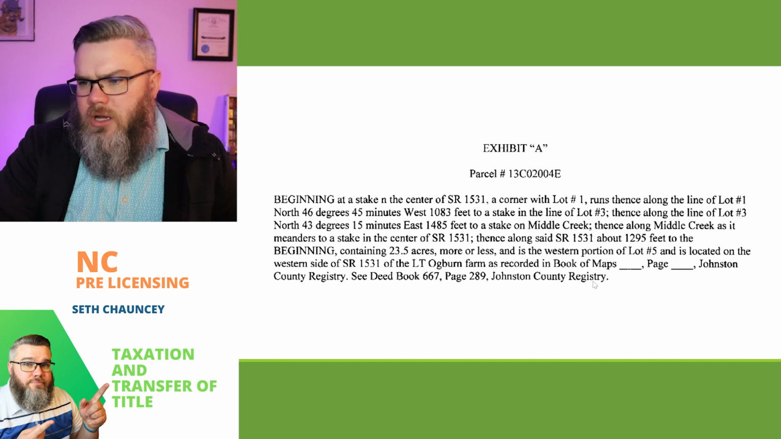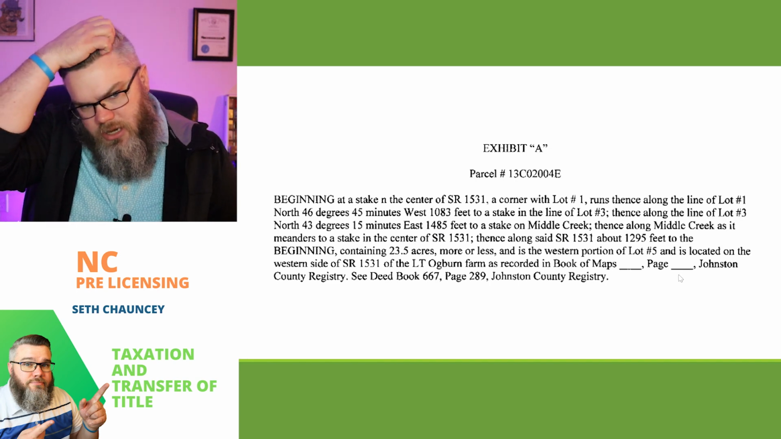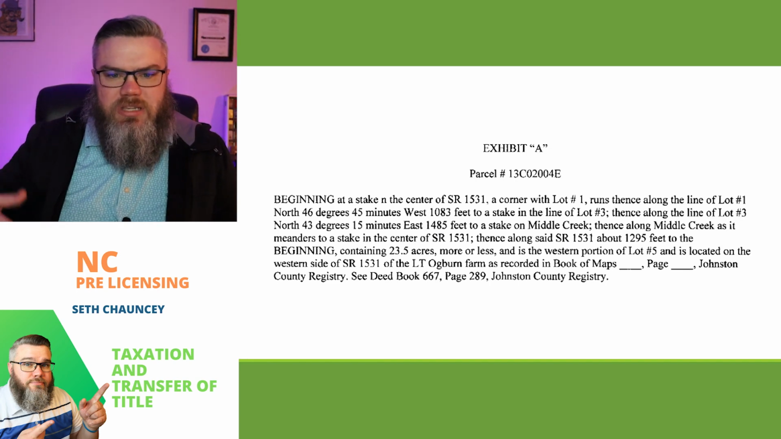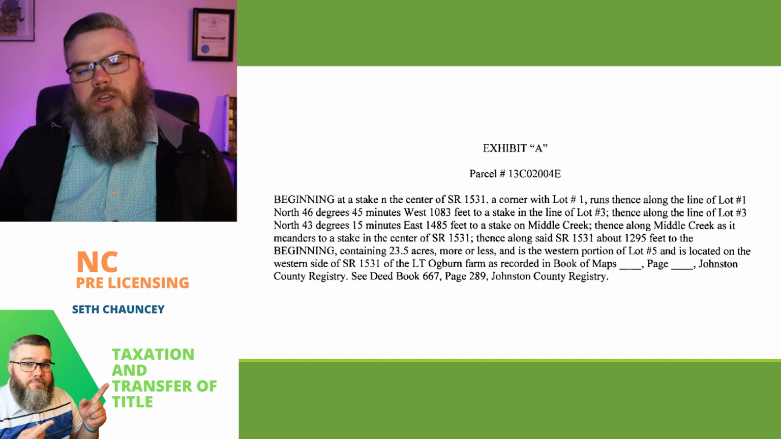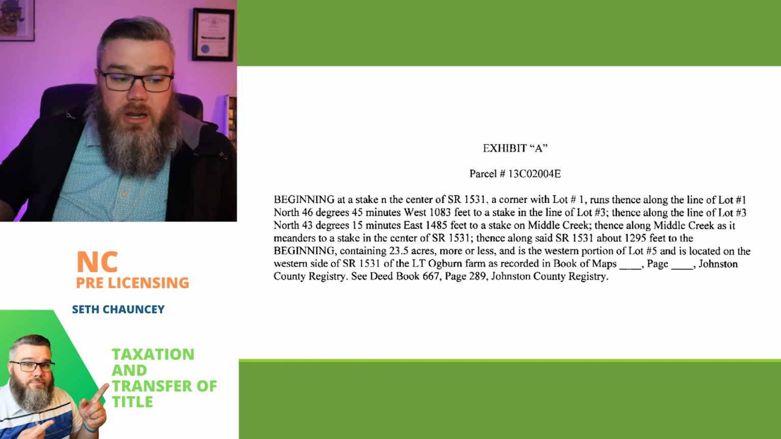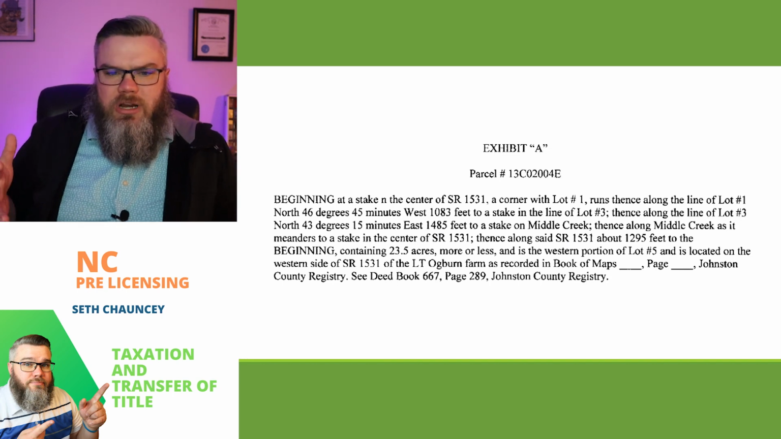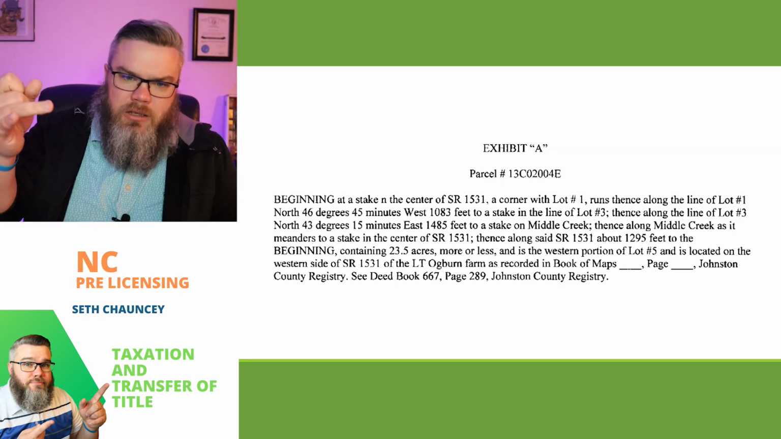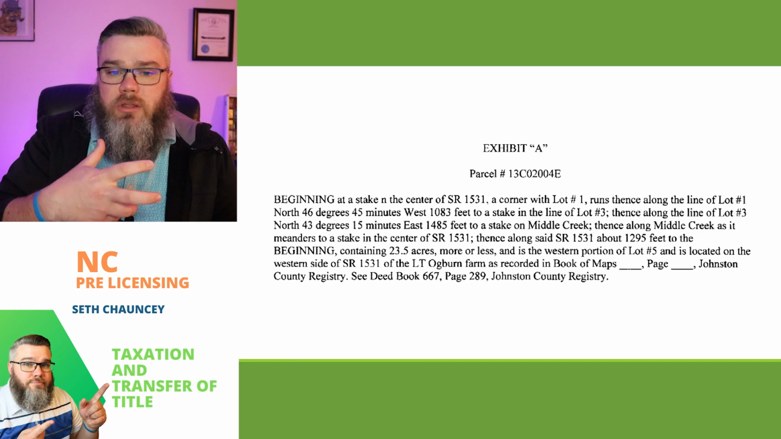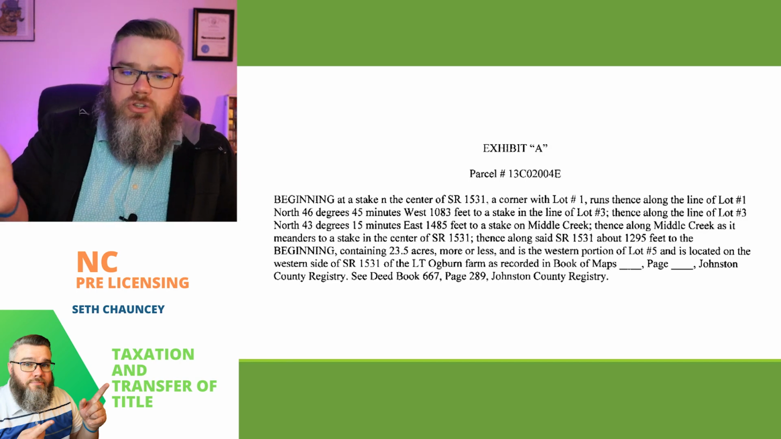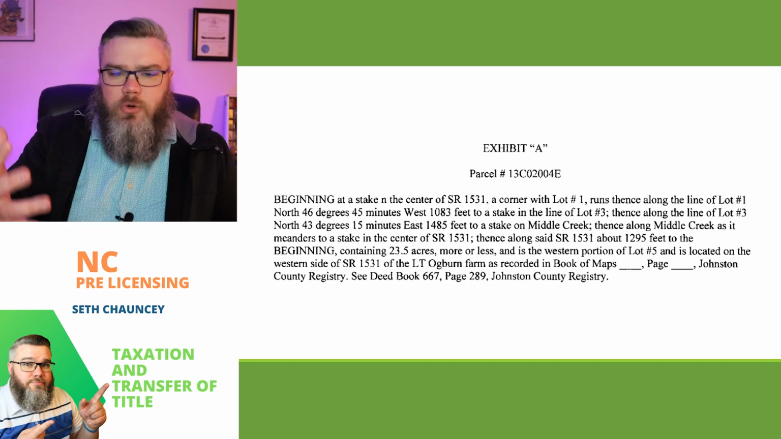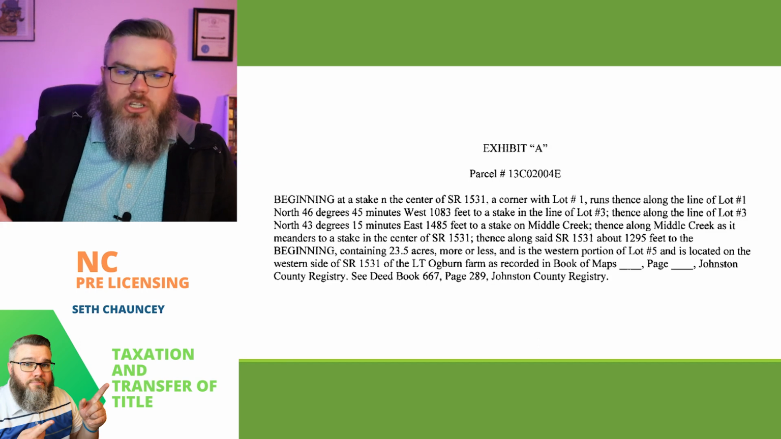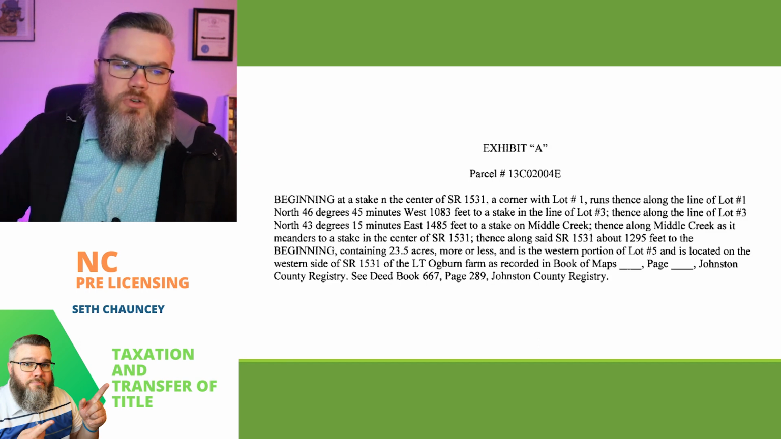Now, it also does talk about a plat map in here as recorded in Book of Maps. It didn't actually reference the page numbers in this deed that I gave you. But this is a meets and bounds legal description, and that's what I'm telling you. The biggest thing you'll have to understand is you're not going to have to write one of these on your test. But you're going to have to know that a meets and bounds legal description contains monuments, point of beginning, clockwise. The calls is the directions you go, right? It talks about degrees, talks about minutes. These are all verbiages that you would have to recognize for a meets and bounds legal description.